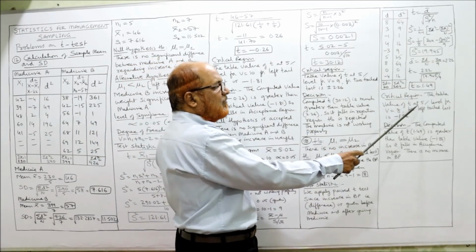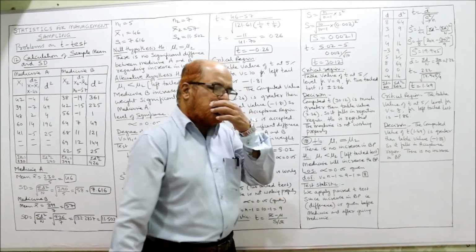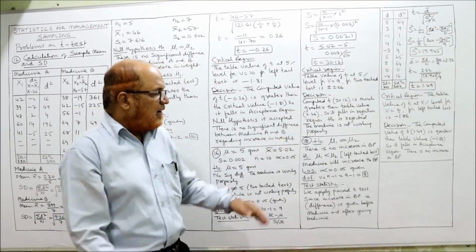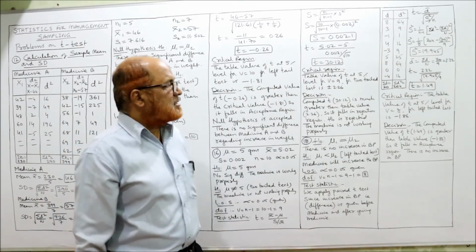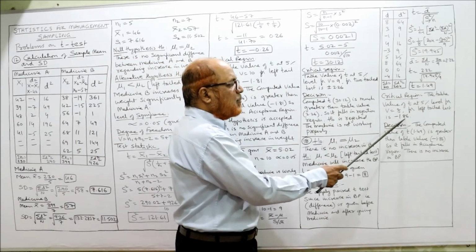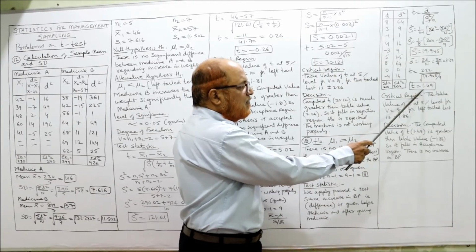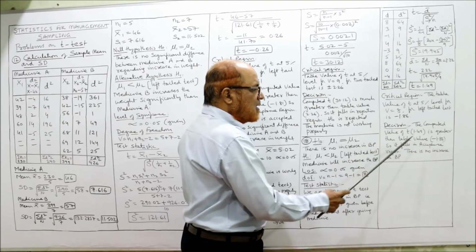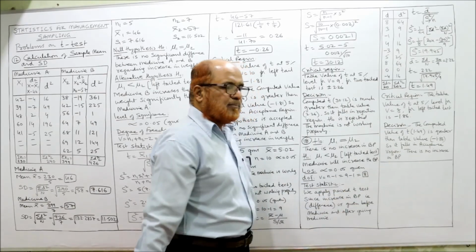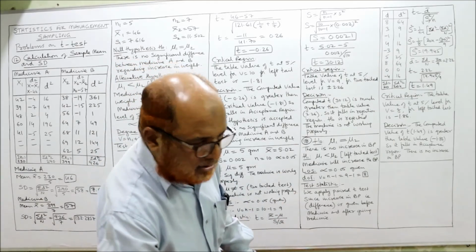Now table value of T at 5% level for V is equal to 8 for left tail test is minus. Because we are having left tail test, so minus 1.86. Now decision. The computed value of T 1.49 is greater than the table value minus 1.86. So it falls in acceptance region. Rejection region will be only on the left side.